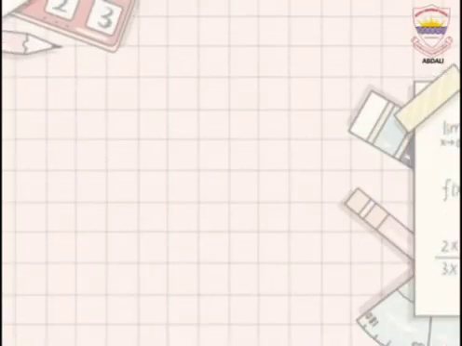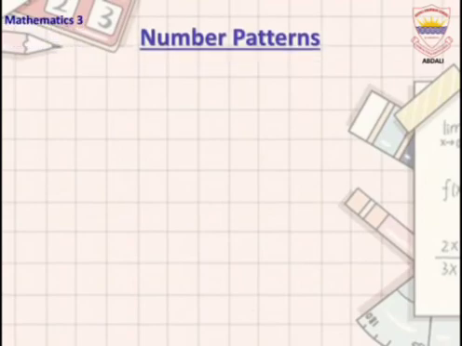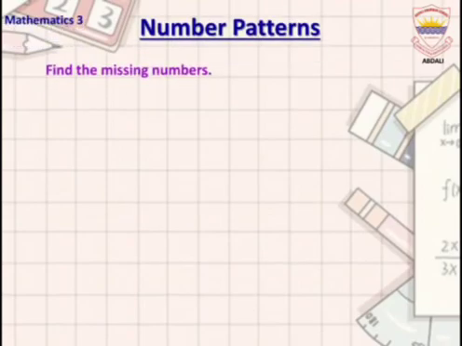Now students, let's solve another question by our first method, the number disk method. Find the missing numbers. Our question is 100 less than 4356. We subtract 100 from 4356 by the number disk method.